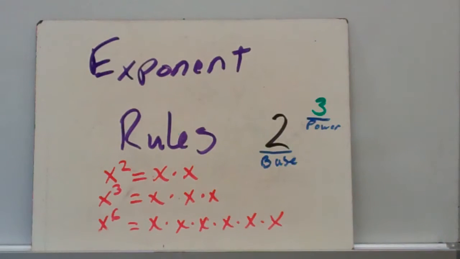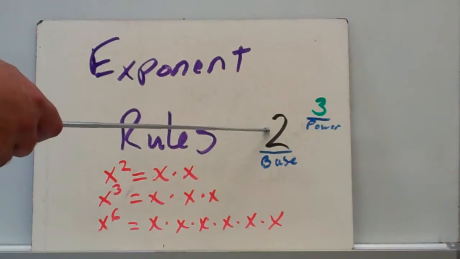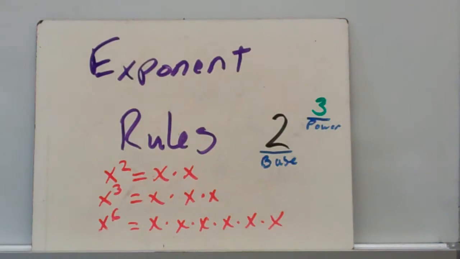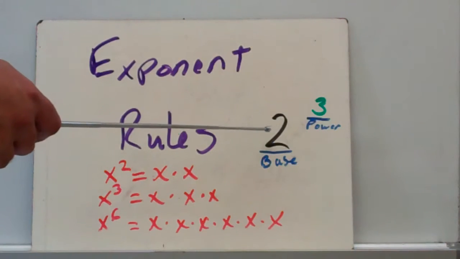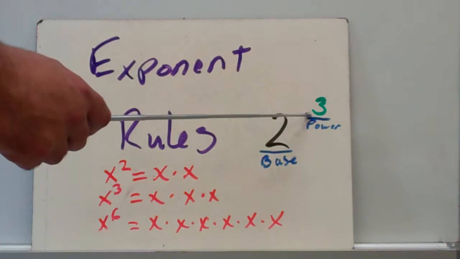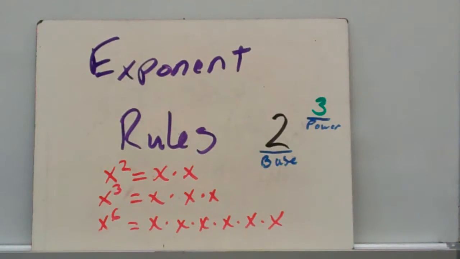And just to review that, here is our base number, and this number to the upper right corner is the exponent, or the power. And what that basically means is how many times the base number will be multiplied by itself. So you can see I have an example down here of x squared, which is x times x, and x cubed, which is x times x times x, and then x to the 6th, which is x times itself 6 times.